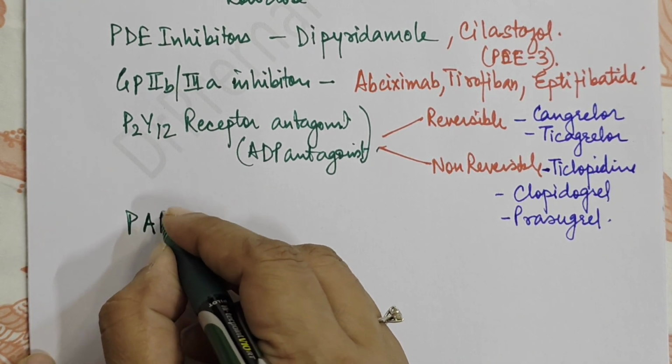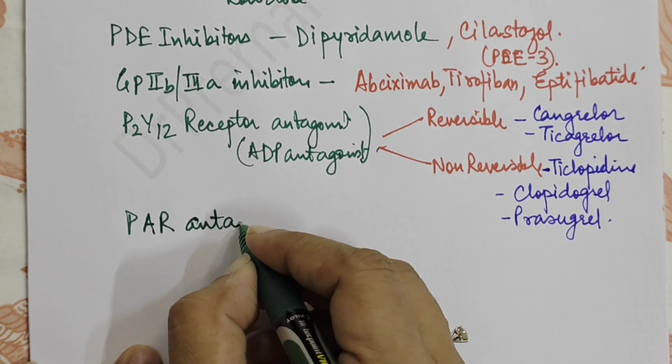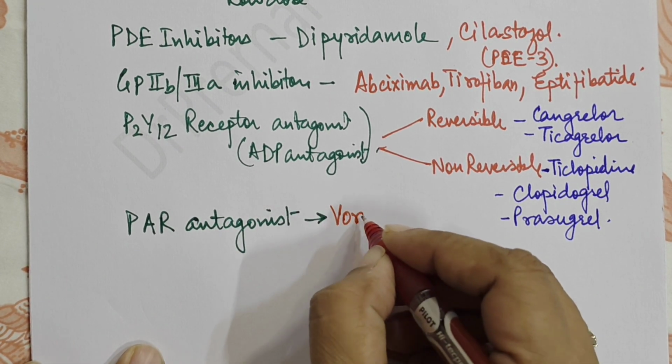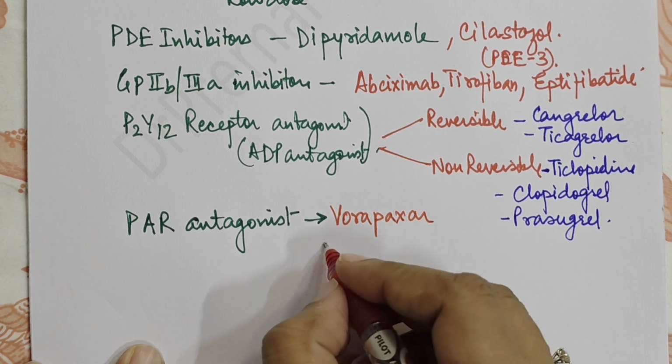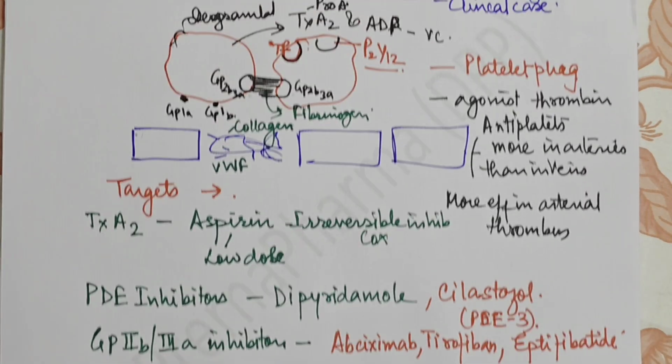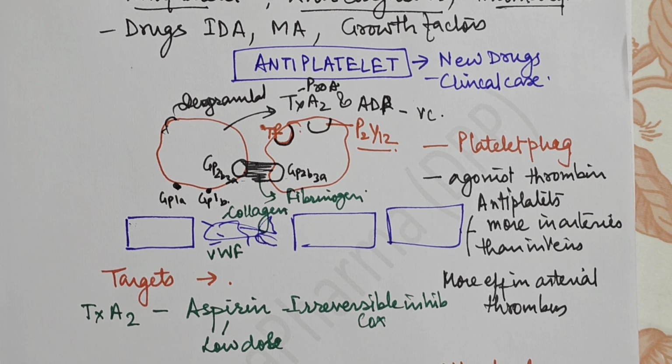Then we have a new category, which is PAR antagonist. In this we have drugs known as Vorepaxar and Atopaxar. Okay, I'll just give a quick recap. This is the way antiplatelet drugs act.